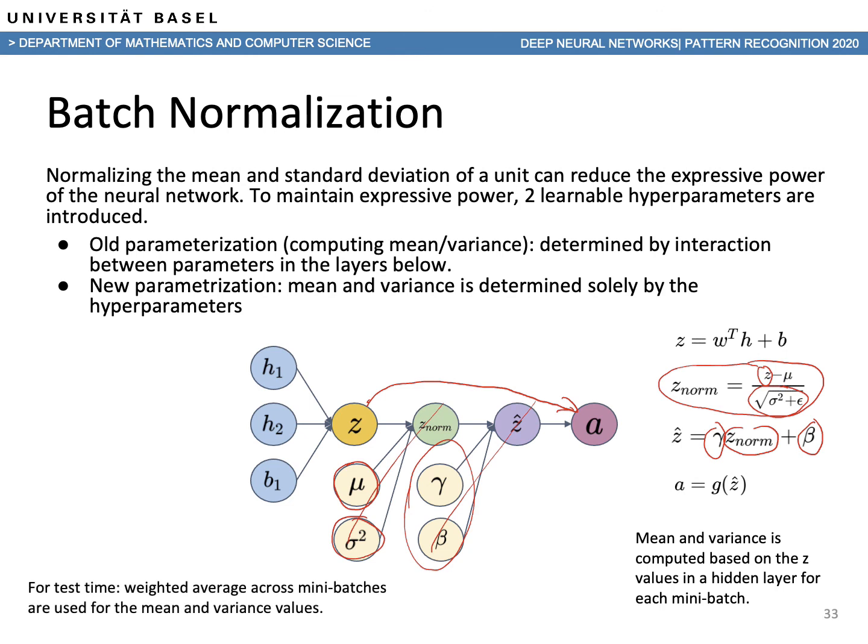Just as a note, for practical implementation at test time, we should use a weighted average across all the mini batches for the mean and the variance values. So this one and this one here.